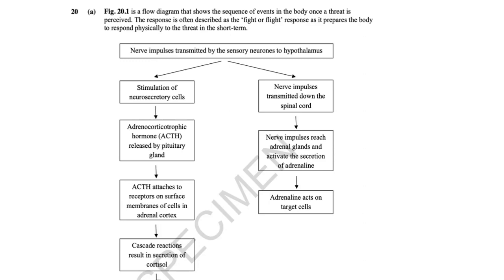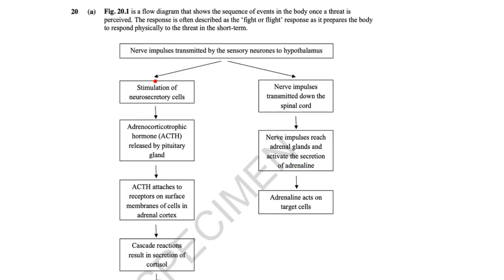On to a question about fight-or-flight responses. So here it shows a flow diagram, shows a sequence of events once a threat has been perceived. So we have the nerve impulses transmitted by the sensory neurons to the hypothalamus, and then the hypothalamus coordinating the fight-or-flight response. So you have nerve impulse transmitted down the spinal cord. They reach the adrenal glands and activate the secretion of adrenaline. The adrenaline then acts on the target cells.